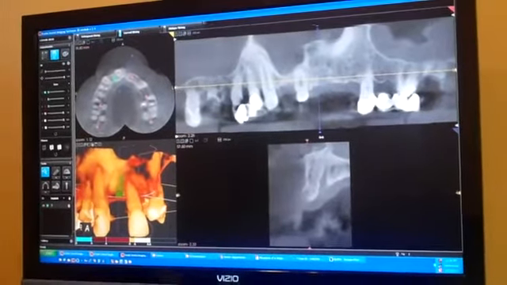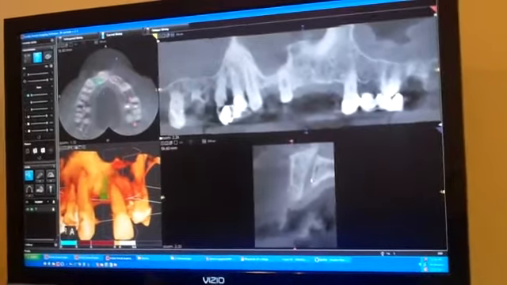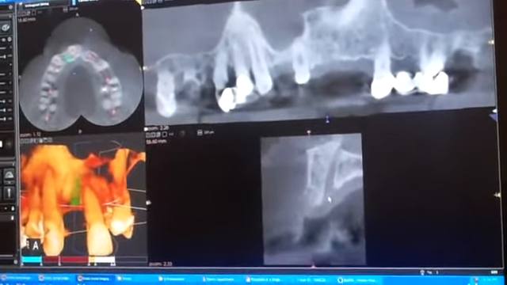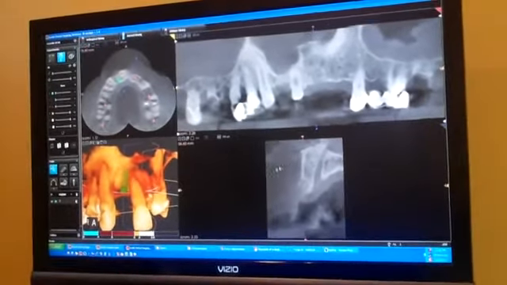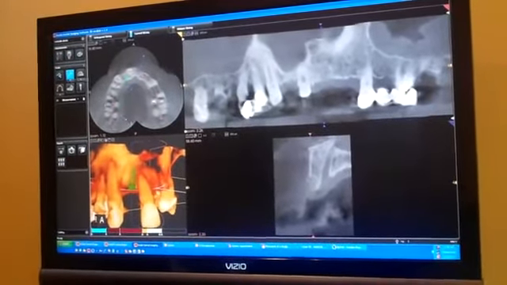So in this particular case, you can see the sinus begins here, and this is the nerve that runs behind the palate. It's the nerve that we all burn our palate when we eat hot pizza. It's the incisive canal, and certainly you have to be careful when you place an implant. But this is also a machine that gives us one-to-one accuracy, so there's no distortion or magnification in these images.